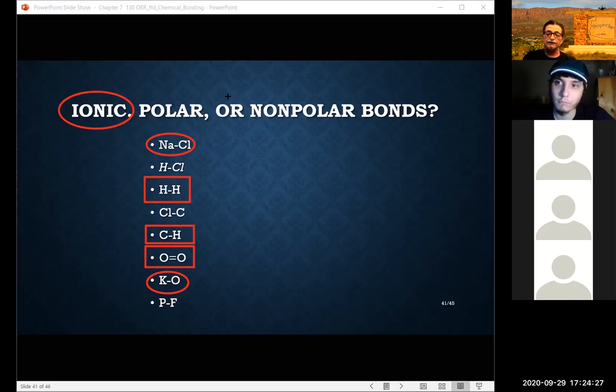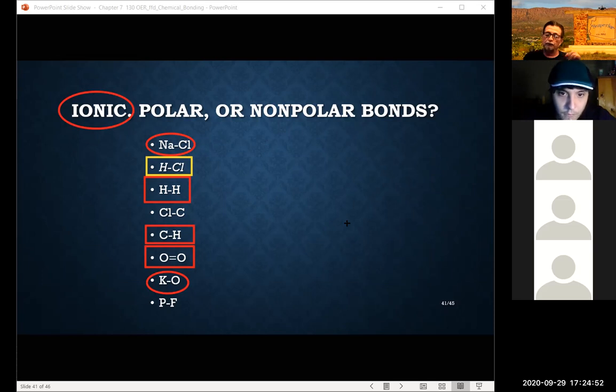So that means that all the rest of them... HCl, this is something you should be familiar with because it's in your stomach right now. That's called hydrochloric acid. We have a hydrogen and a chloride, two dissimilar nonmetals.